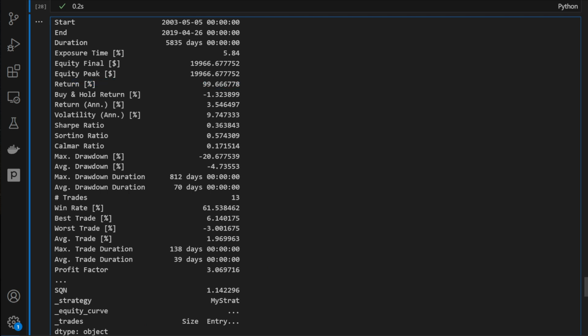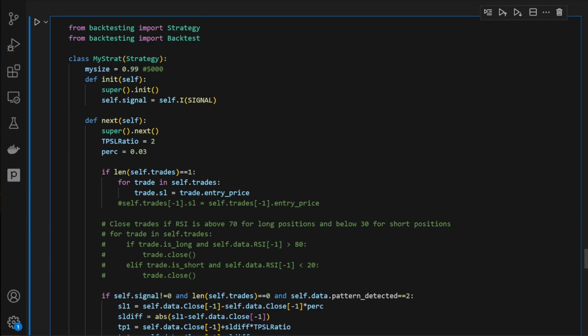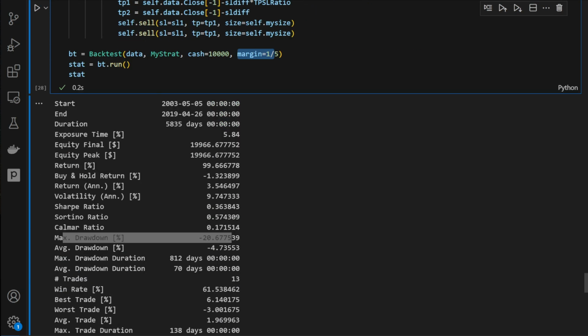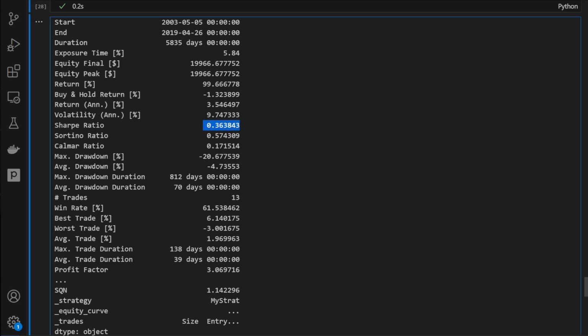And the buy and hold return will be -1.3%. And we have a drawdown of -20%, which is the maximum drawdown. So this is increased because basically we're using a margin of 1 to 5. And we've also increased the lot sizing. So it's going to be somehow more risky. This is why the Sharpe ratio is expected to be low. So we have 0.36, as well as the Sortino, 0.57.